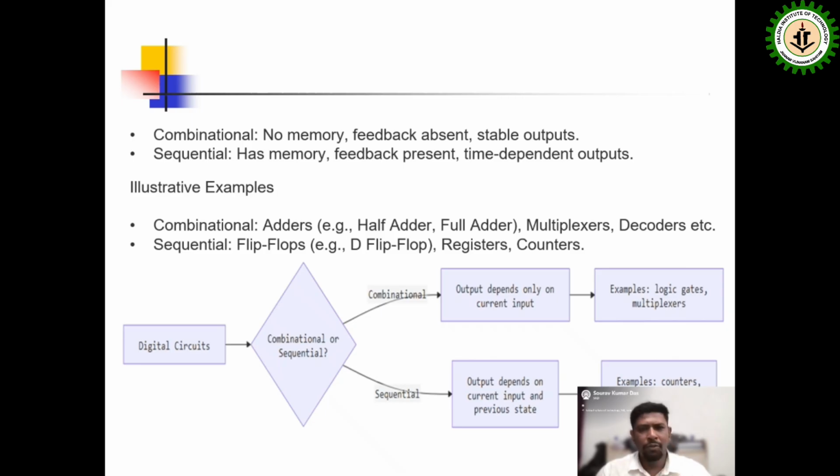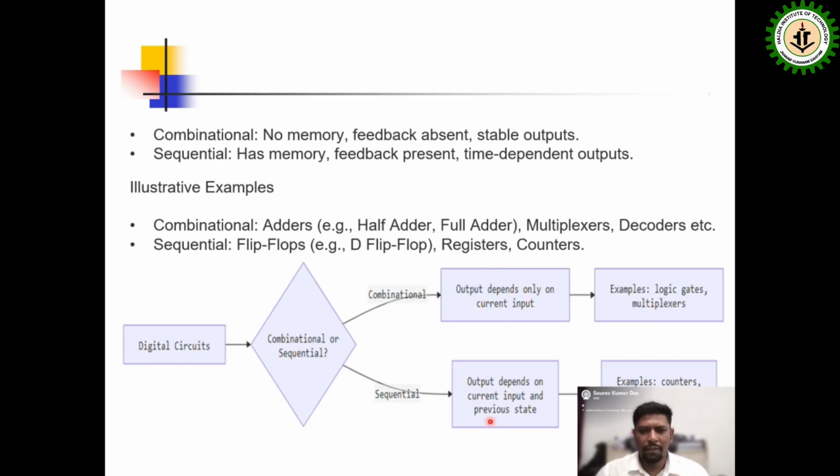So, a combinational circuit has no memory, feedback is absent, and the output is stable. A sequential circuit has some memory, feedback is present, and the output is time dependent. Examples of combinational circuits: adder, half adder, full adder, multiplexer, decoder, etc. Examples of sequential circuits: flip-flop, SR flip-flop, register, counter.